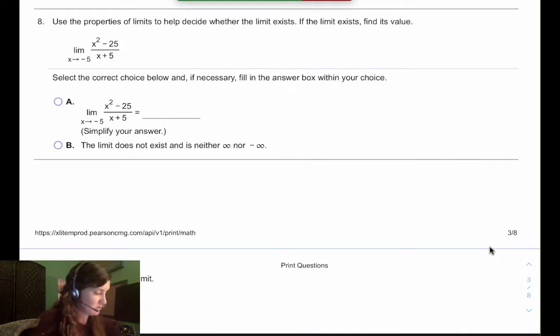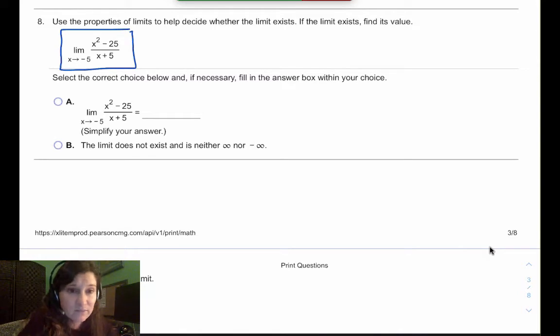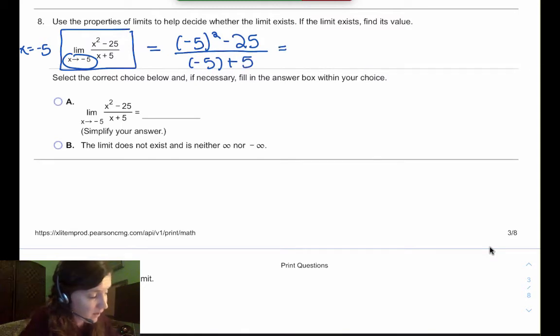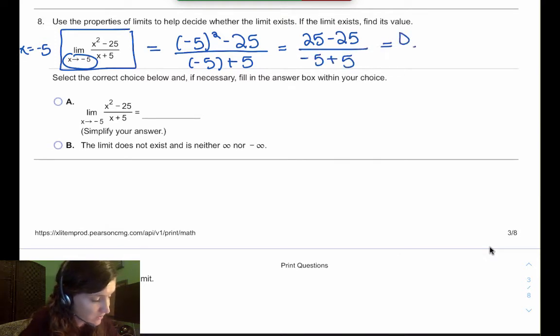Evaluating a limit like this. So to evaluate a limit as x goes to -5, if you're given the function, you can actually just plug in x equal to -5. And if we do that, we get (-5) squared minus 25 over -5 plus 5. And we get 25 minus 25 over -5 plus 5, which is 0 over 0.